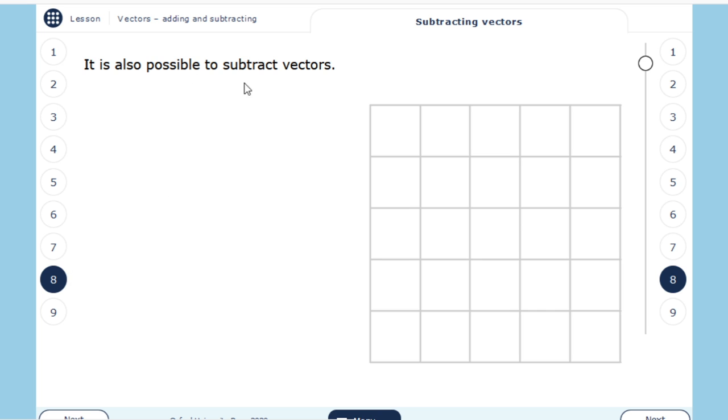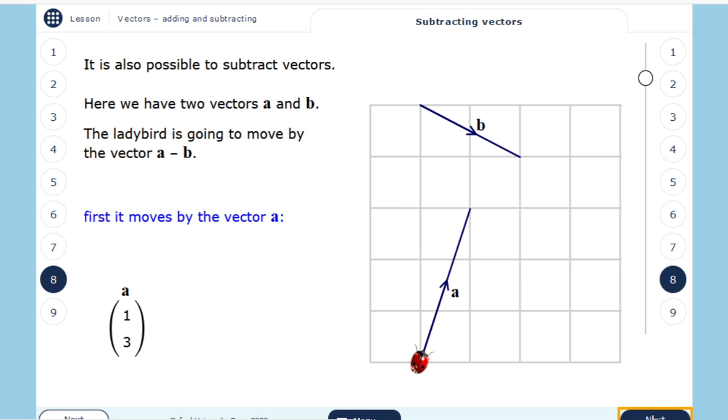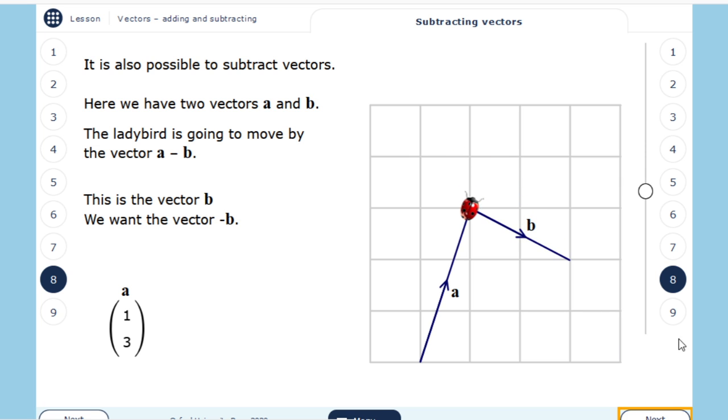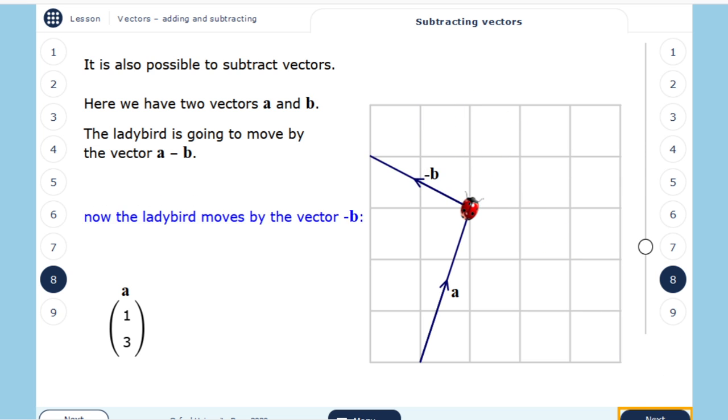It is also possible to subtract vectors. How can I do that? Again, we have the ladybird, and she's going to move by vector A minus B. First, it moves by vector A. Now, how can I subtract 2 vectors? It's very easy. Again, I should add them, but now I should not add B, I want the opposite, minus B. So basically, I change the direction of B, and then I add it to my initial vector. I add my minus B.